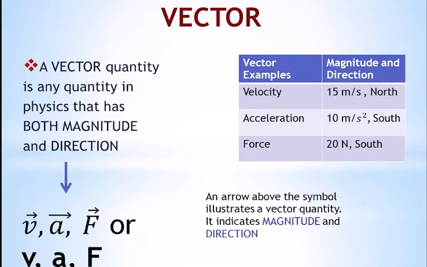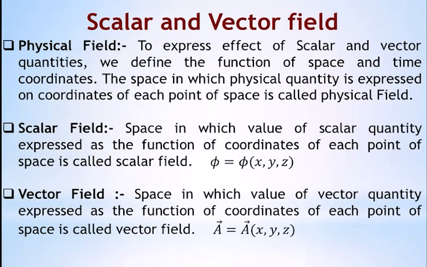And we can understand the vector quantity by this table also. Like velocity has magnitude 15 meters per second in direction north, acceleration has magnitude 10 meters per second squared in direction south, and force is 20 Newton in south direction. After that we will study the scalar and vector field.